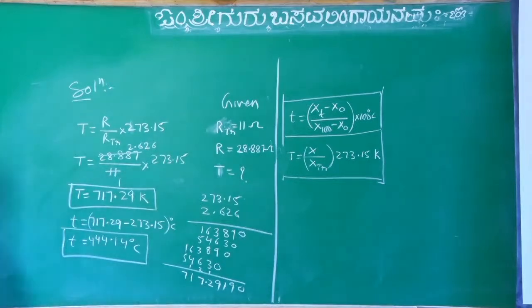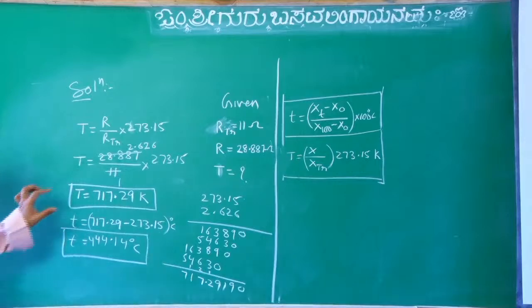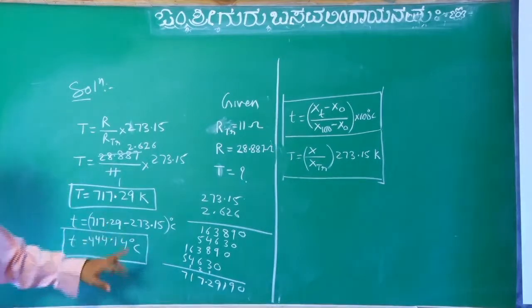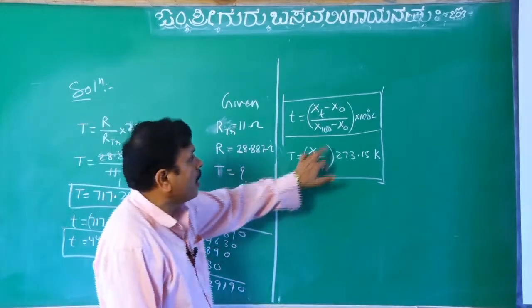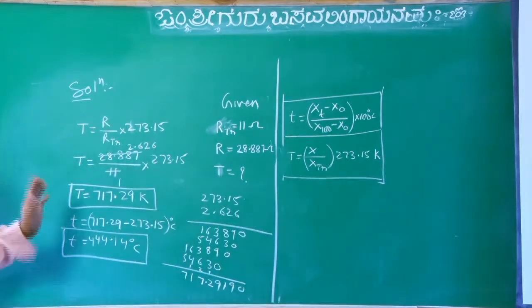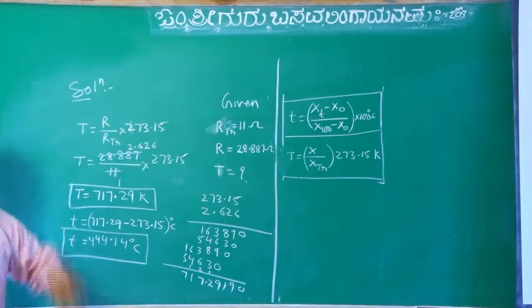444.14 degree Celsius. Well, generally students get confused in this question. Why? The answer asked is in degree Celsius, so in place of applying this formula, they apply the other formula and the answer obtained will be wrong. So be careful in doing this question. The triple point is mentioned, so that's why we have to use this formula.